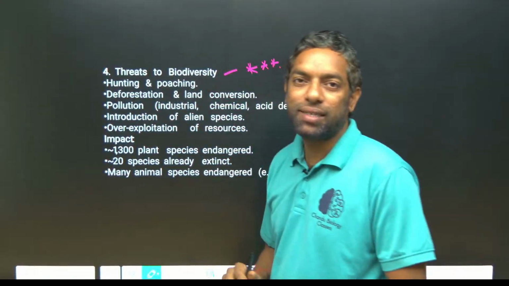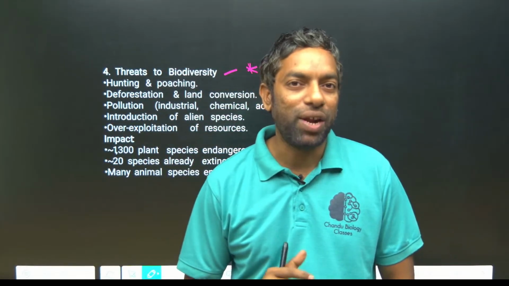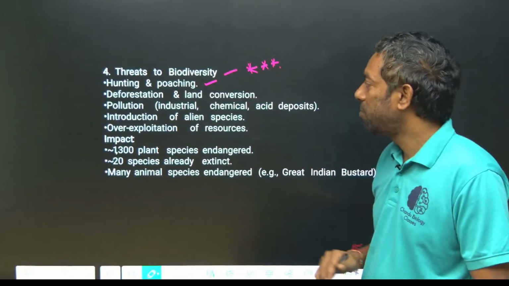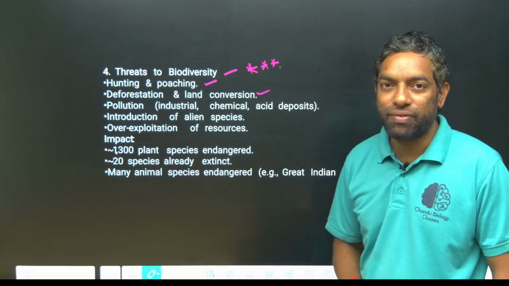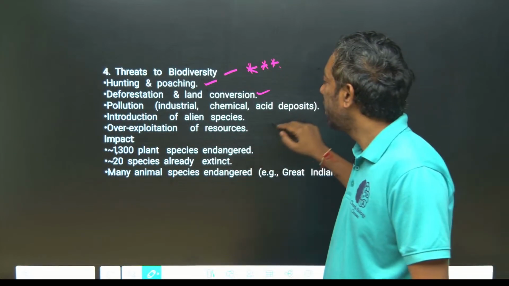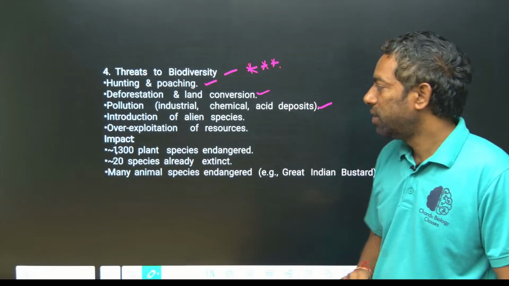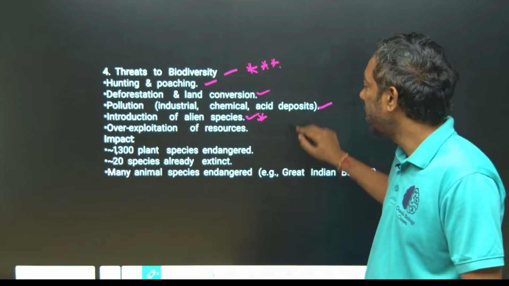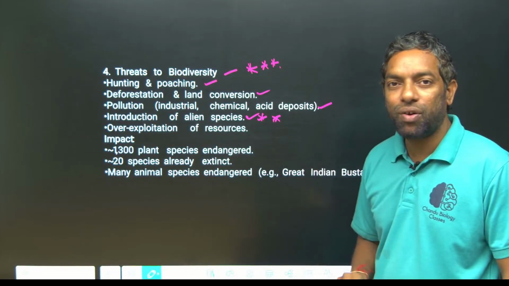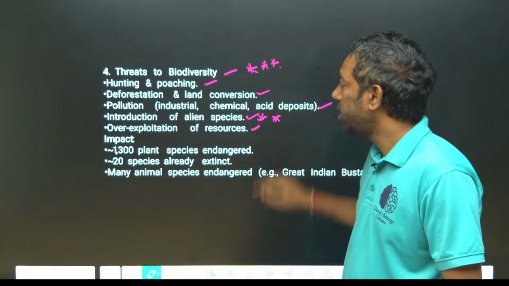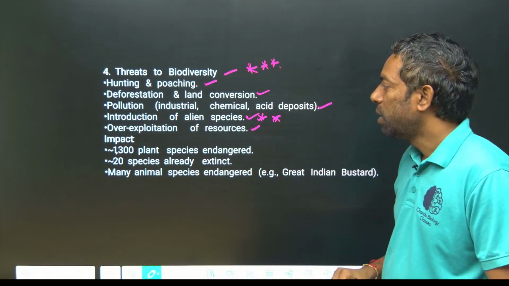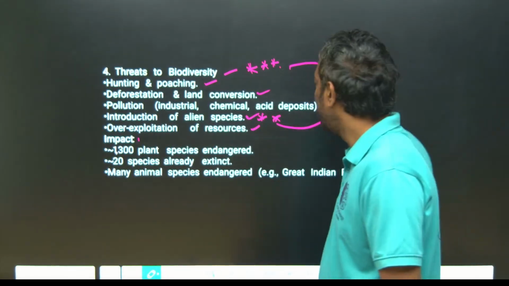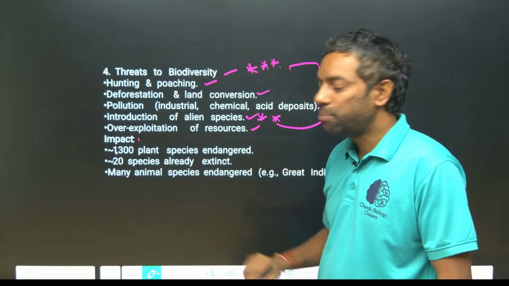What are the reasons for reduced biodiversity? Hunting and poaching, obviously, deforestation and land conversion, and pollution from industrial chemicals and acids. Introduction of alien species is important; alien species can affect the local biodiversity. Over-exploitation of resources. These are the conditions where biodiversity reduces; that is the impact.